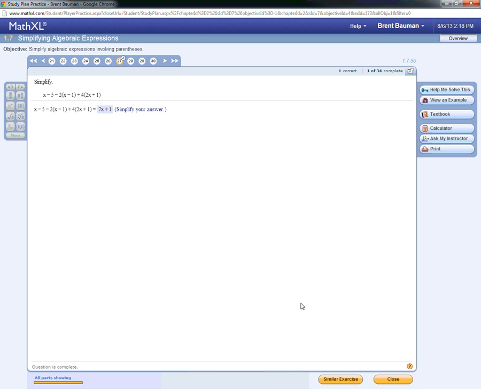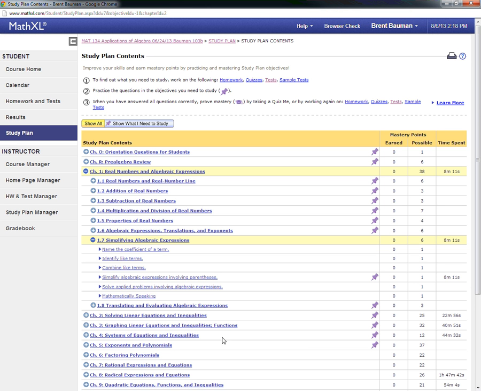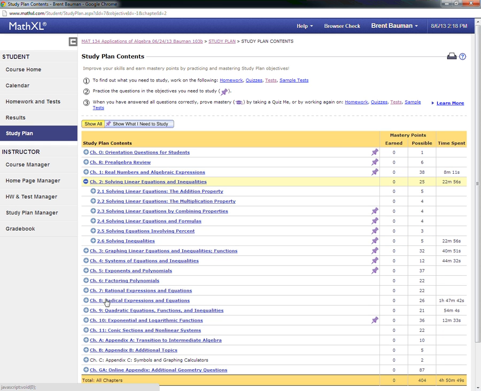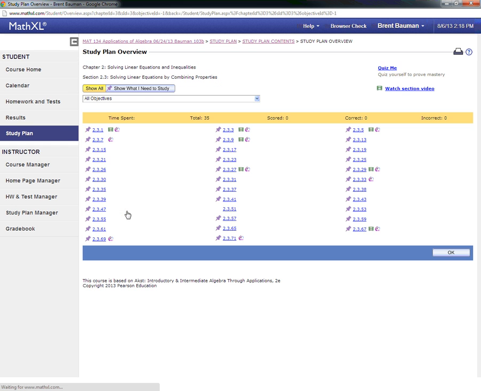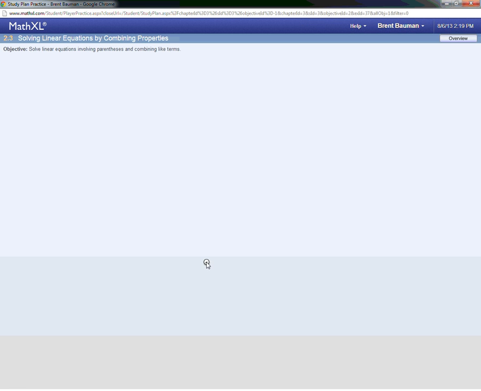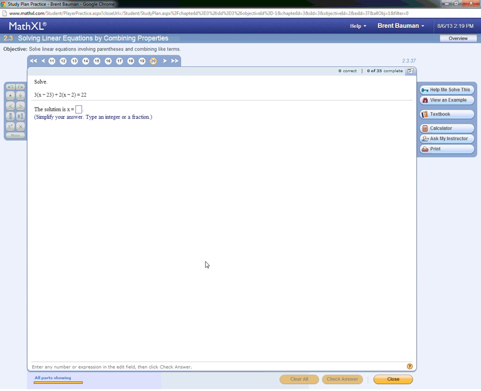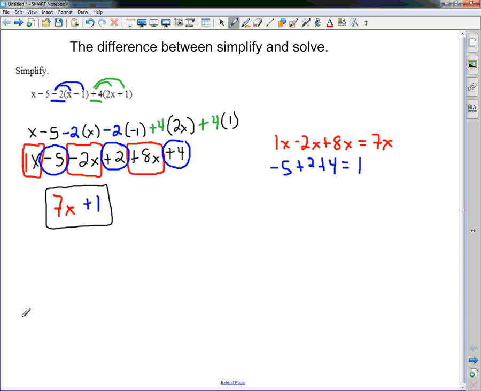Now let's look at the difference when we are asked to solve. When we are solving, it's going to be in chapter 2. I'm going to look at 2.3. Let's try number 37. Okay, so what I'm going to do here is we're going to now solve the problem. Notice that we have solve, and we have an equal sign. So this is where we actually want to find a value for x that makes this statement true.